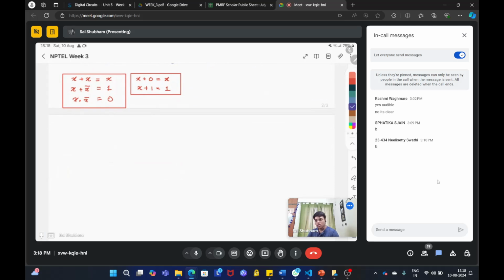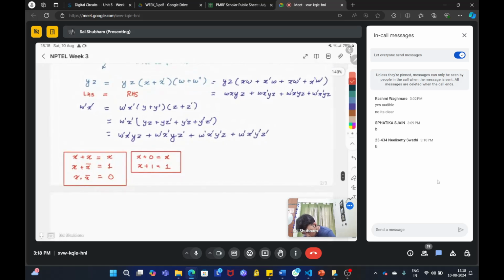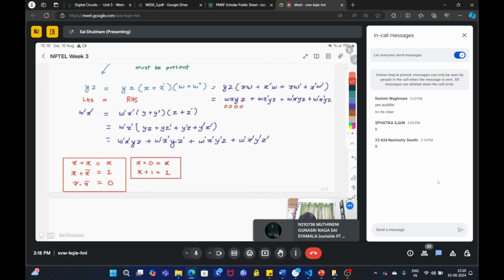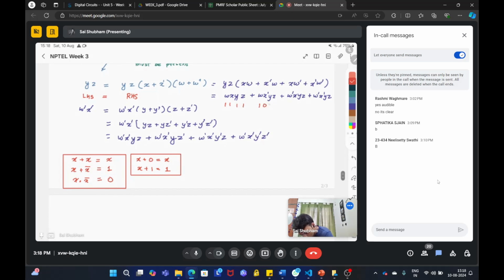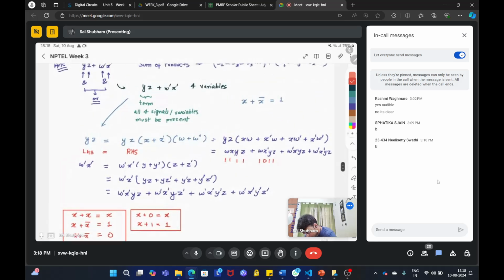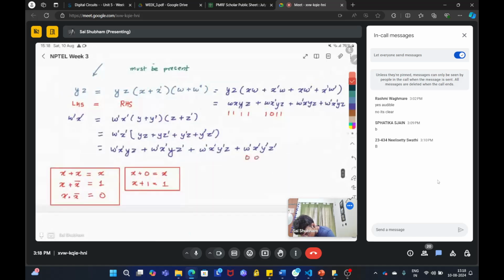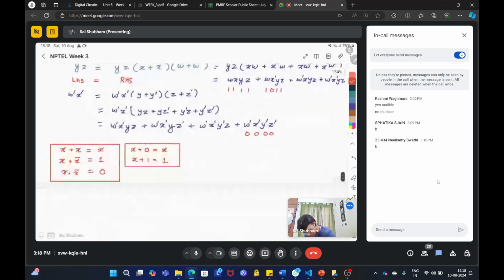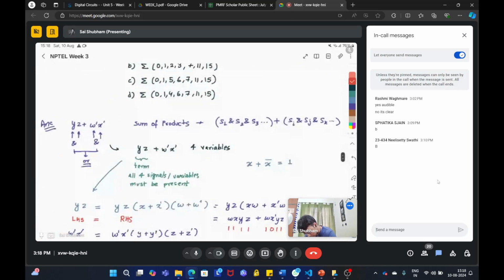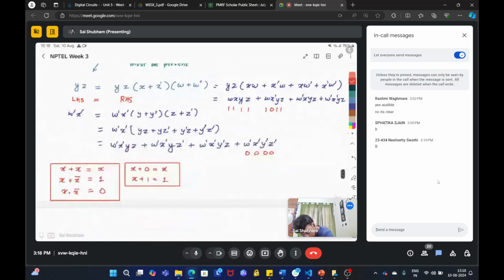So we will make a table. As you can see now, this is 0 0 0 0, this is 0, this is actually 1 1 1 1 1 1 1 1 0 1 1, this is 0 0, 0 1 1 1, 0 0 1 0 0 0 0 1.